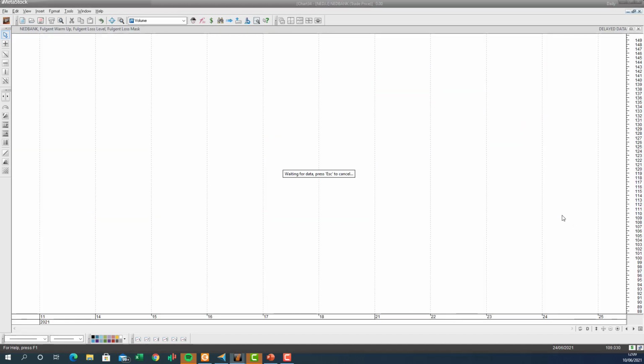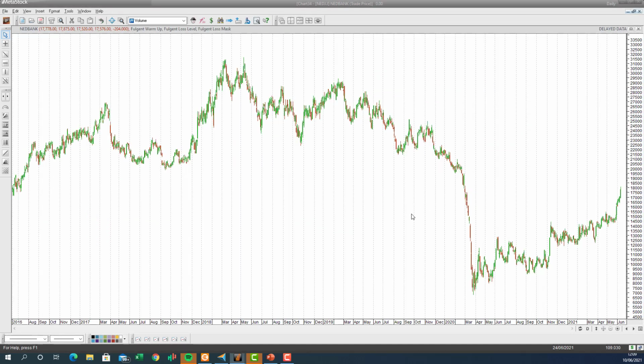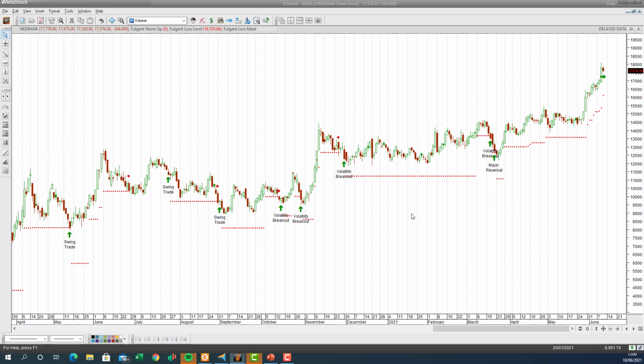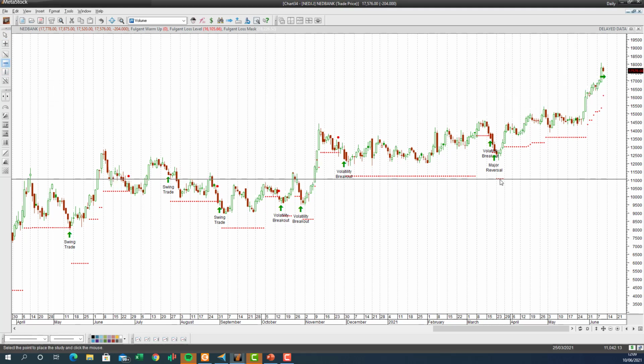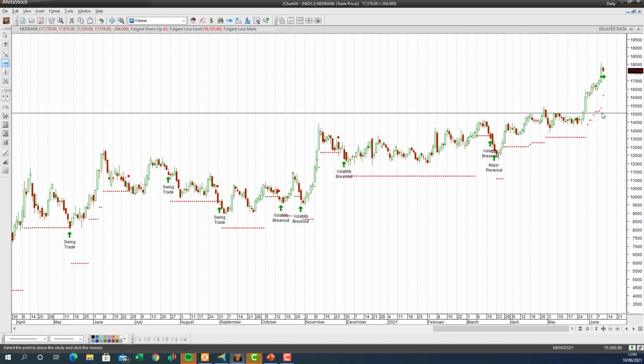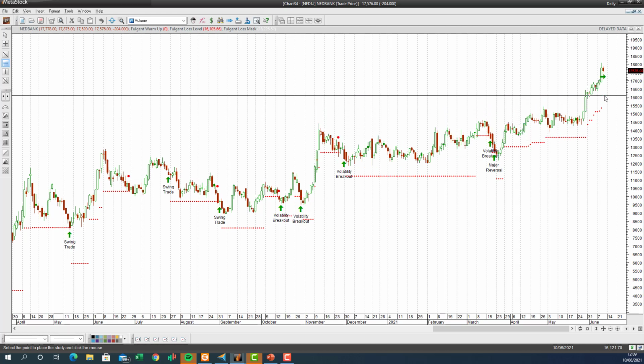Netbank is 55 days into a trade. Huge volatility breakout back in November, another volatility breakout here in December, and a major market reversal coming in March, and off we went. The trailing stop has now moved up from this level. As the price goes higher, the AI adjusts the trailing stop up, and bam, there's the trailing stop.